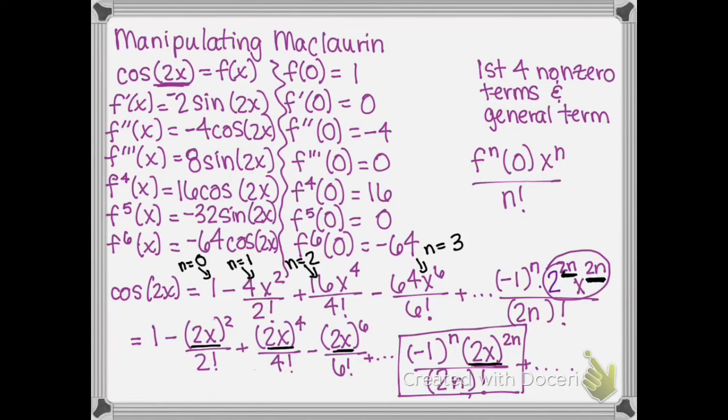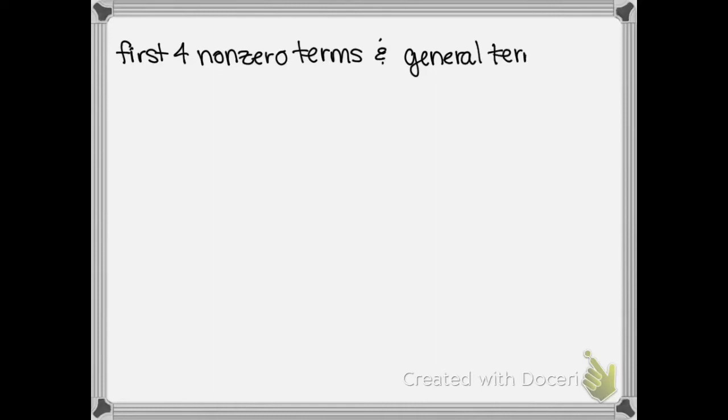Okay, cool. So now knowing that, let's go ahead and take a minute and write out the first 4 non-zero terms and the general term for both e to the x and e to the 5x. So pause the video and go ahead and do that, please.